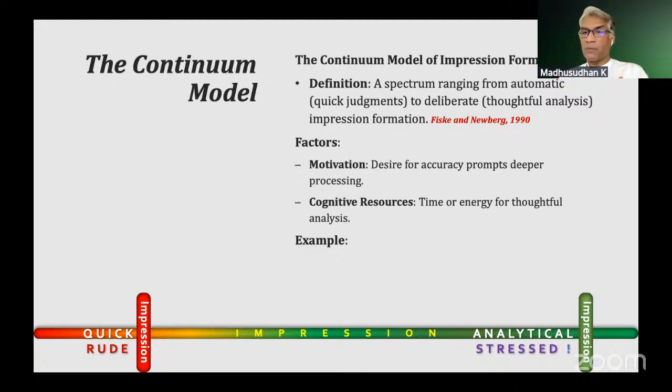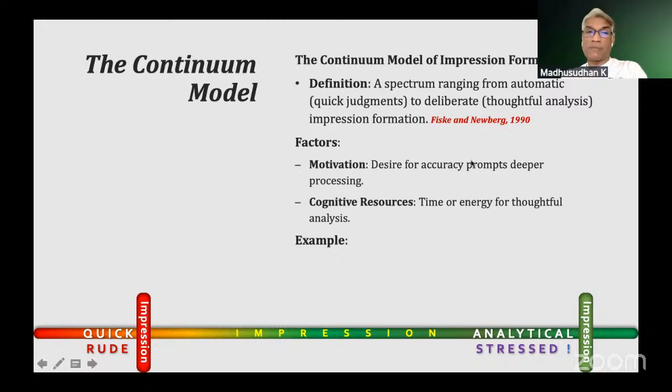and it takes time. So the desire for accuracy prompts deeper processing. If at all you want to know about that person or a particular event or thing, you will take time, you deep dive into that assessment. Then cognitive resources will help you out: time, energy, thoughtful analysis. It says, yes, this may be correct, my impression was wrong about that particular person, he may be good, maybe I did not judge him properly.